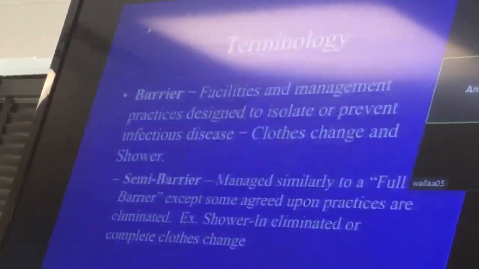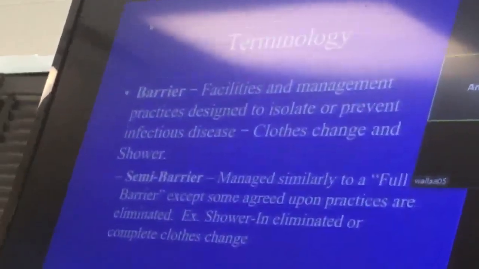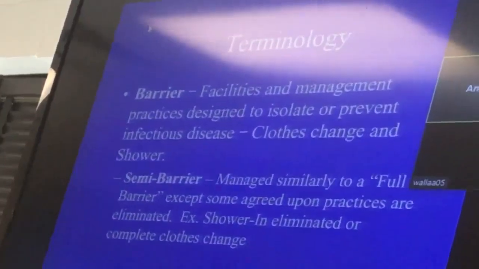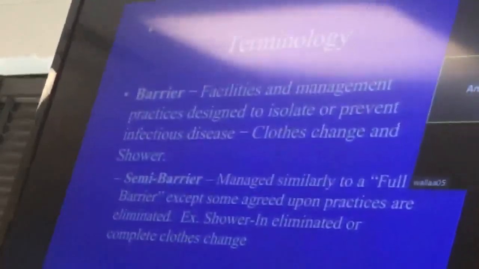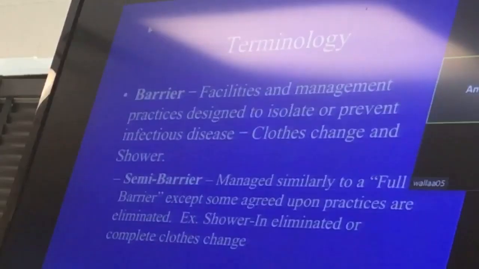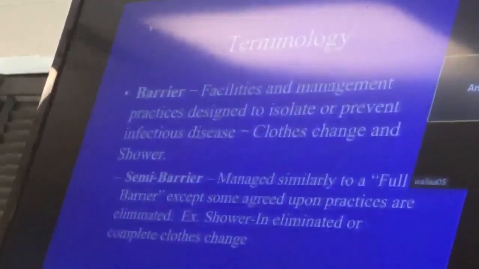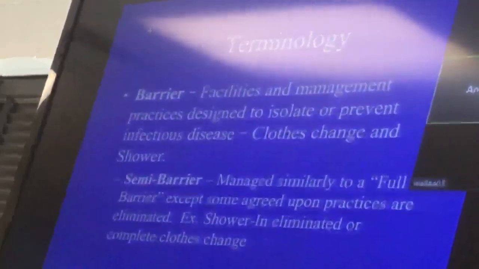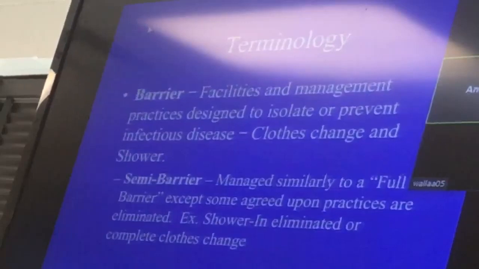You compare that to something we call barrier facilities. So barrier facilities, those are facilities that are managed by practices designed to isolate or prevent infectious disease. So a typical type of a barrier environment would require that prior to entry, you would change clothes into designated clothing. You may shower in or shower out. That's what you call a full barrier.